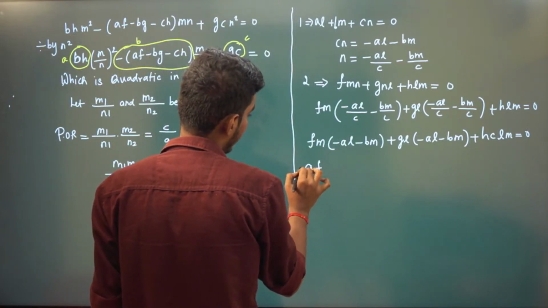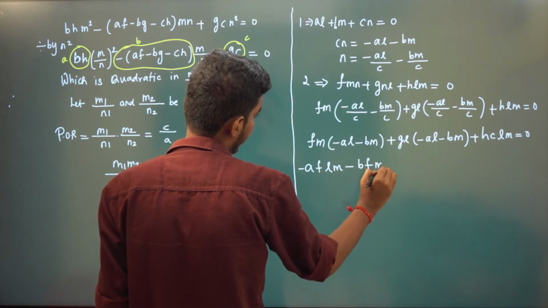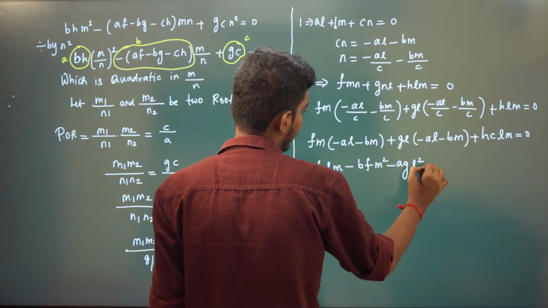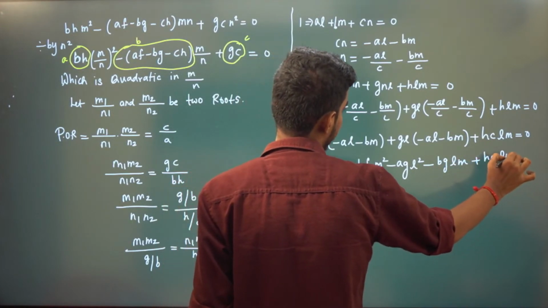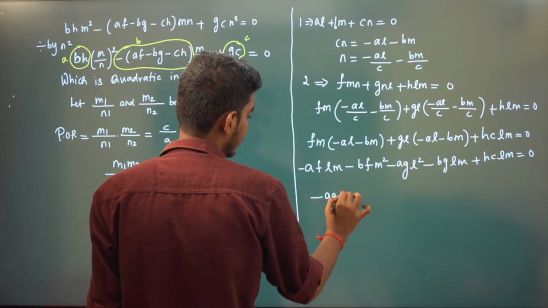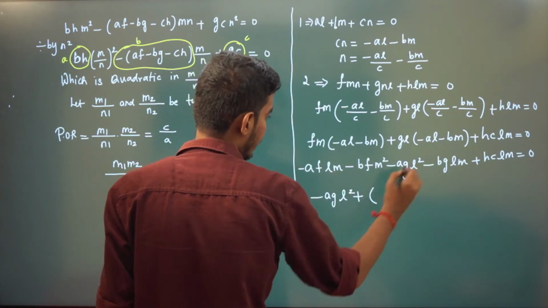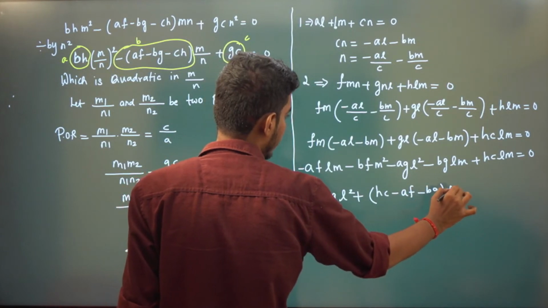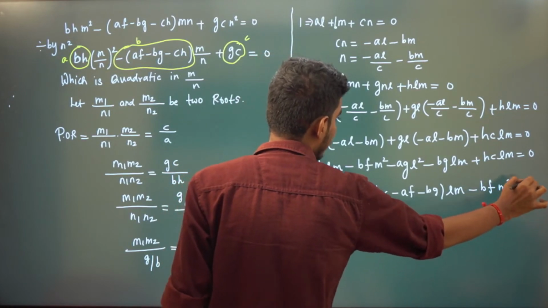So we have A minus AF LM minus BF M square minus AG L square minus BG LM plus HC LM is equal to 0. So we have minus AG L square. Let us take LM common. If we take LM common, HC minus AF minus BG LM minus BF M square is equal to 0.